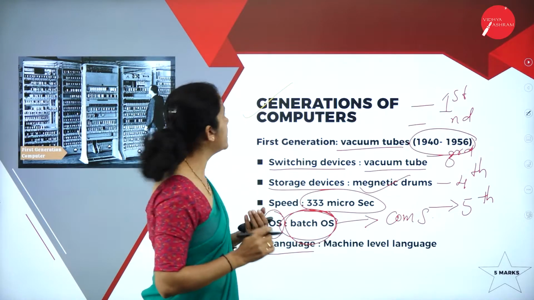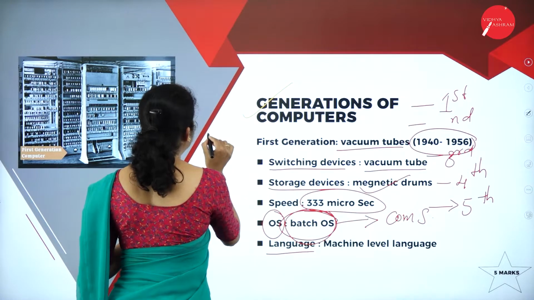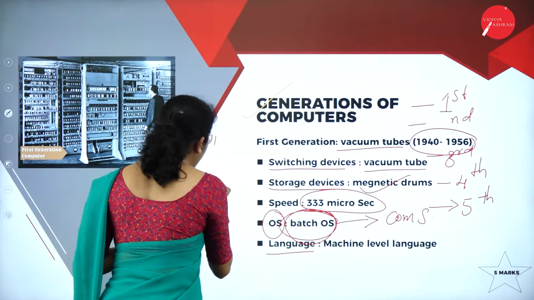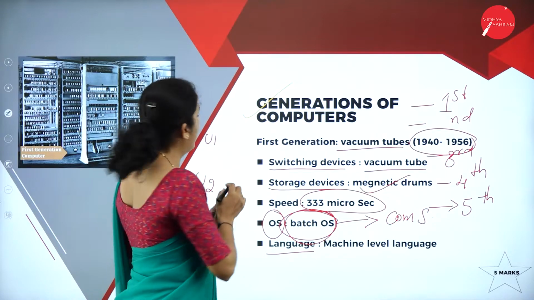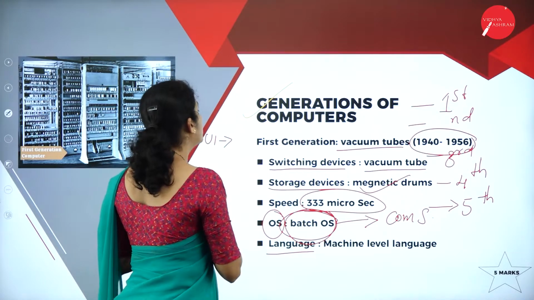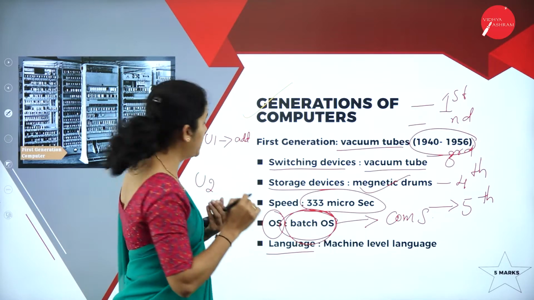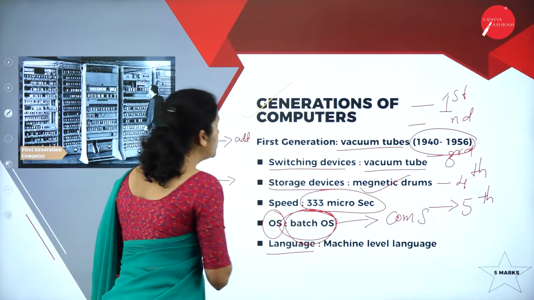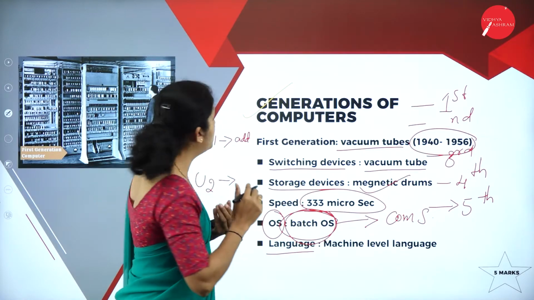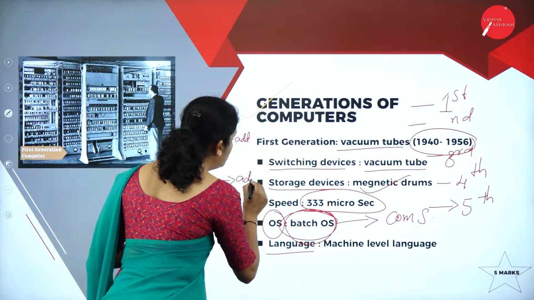So now consider the example here. There are two users, user 1 and user 2. He is going to write the program to add two numbers. At the same time, this person is also going to write the program to add two numbers.